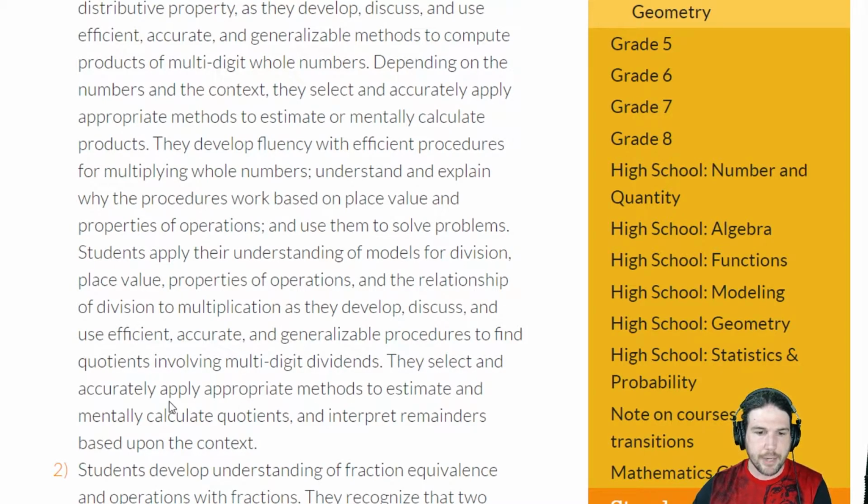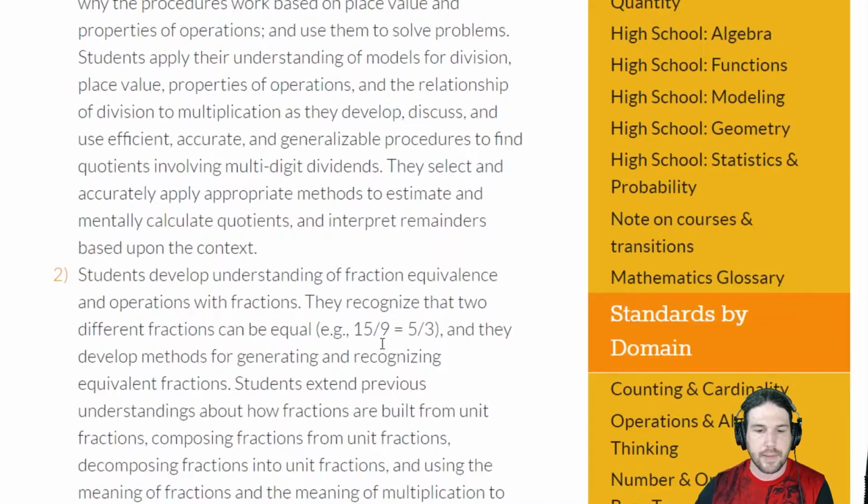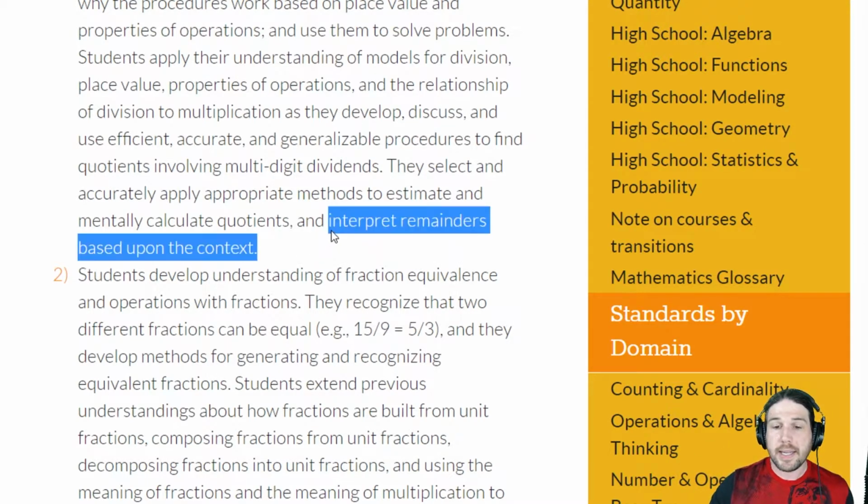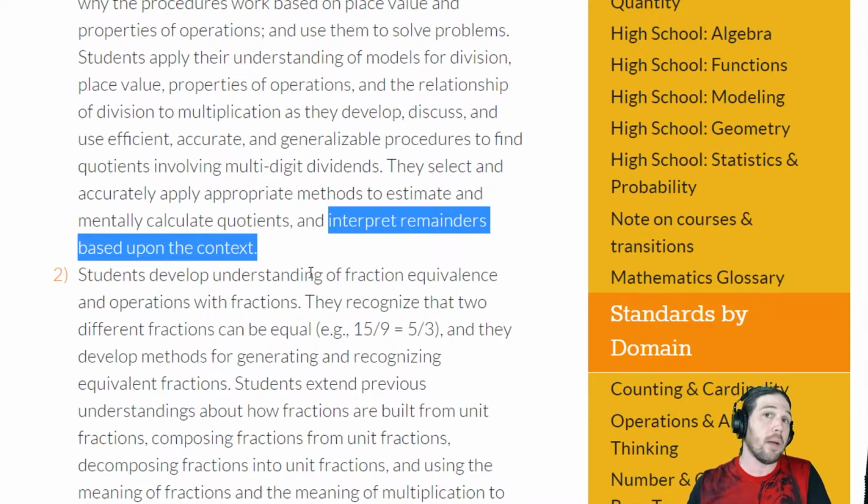They select and accurately apply appropriate methods to estimate and mentally calculate quotients and, very importantly, interpret remainders based on context. So when you divide something into even groups, you don't always get a nice even number, right? Sometimes there's some left over. So we're going to talk about those remainders, and in a word problem, that remainder might be a pile of change sitting on the table, or it might be something completely different. That's really important. And being able to take the remainder and connect it to real world context is going to be really important.